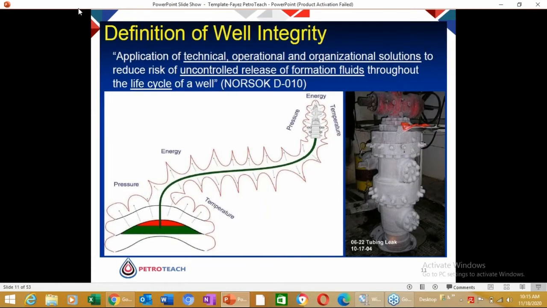The next slide here is the definition of well integrity. Well integrity is the application of technical, operational, and organizational solutions to reduce the risk of uncontrolled release of formation fluid throughout the life cycle of the well. So all the operations should be considered and organized very well to prevent any leak from the reservoir.